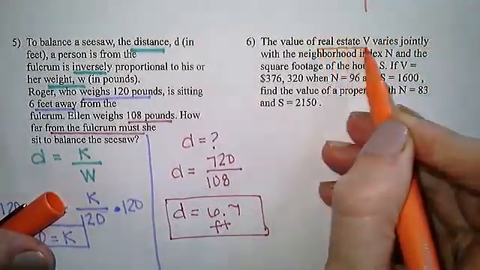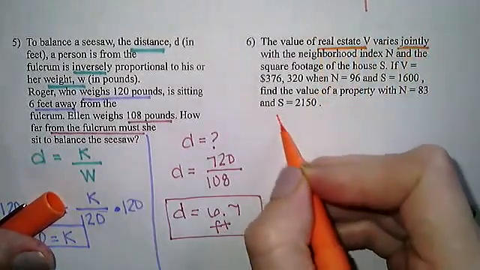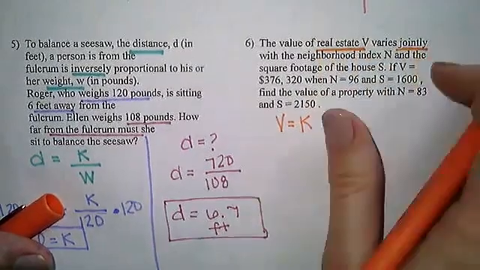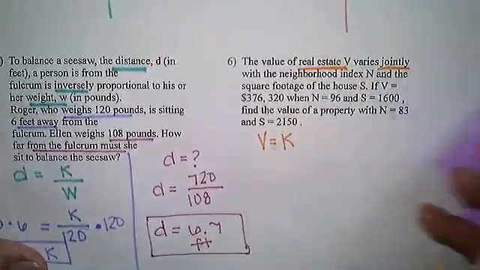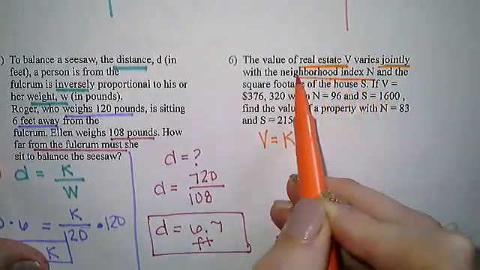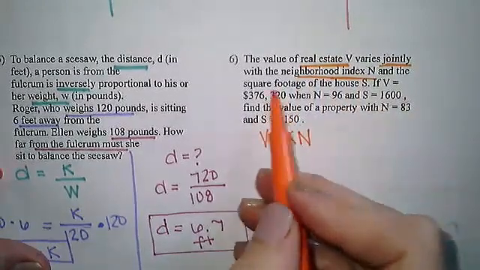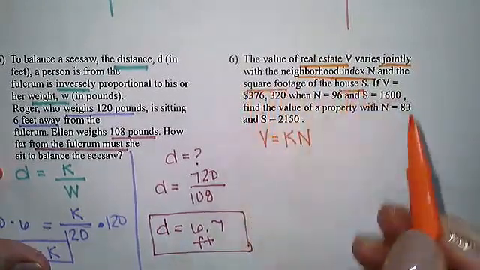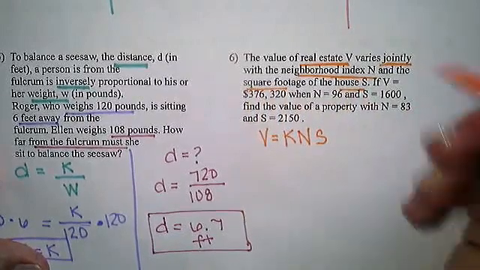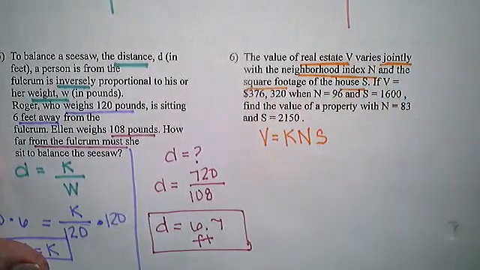The value of real estate, V, varies jointly. So we know it's V equals K, and that jointly indicates multiplication. So it varies jointly with the neighborhood index, which is N, and the square footage of the house, which they call S, or square footage. So these are the two things that make a house worth a little bit more.